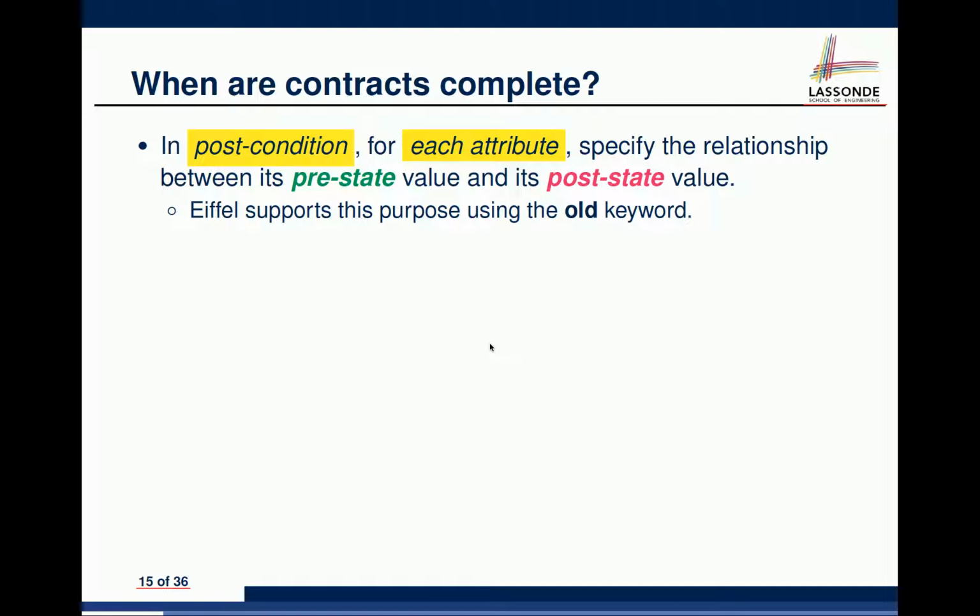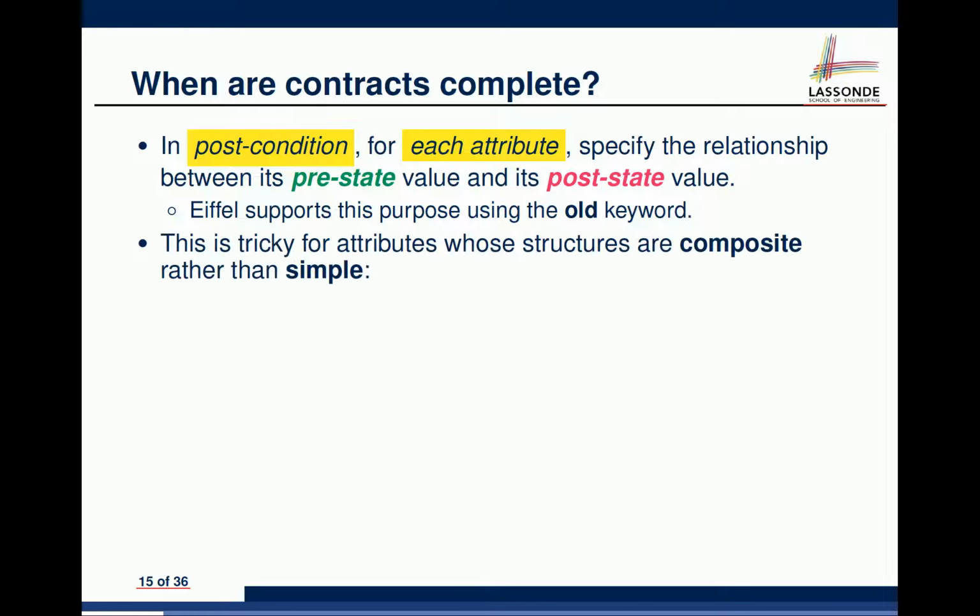So now, when are the contracts complete? Now we want to talk about how to write complete contracts. In order to really write a postcondition, we have to draw the relation between pre-state and post-state, right? So we're going to talk about different variables. They might be composite type or maybe simple type.